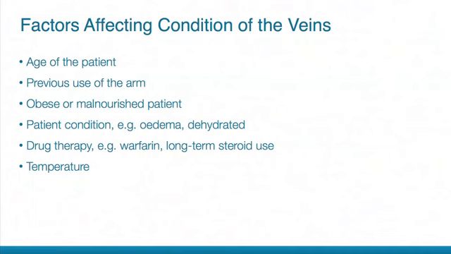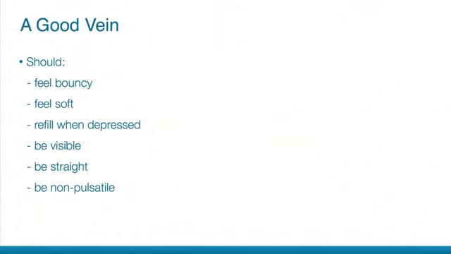Various factors can impact on the condition of veins in the patient. These include the age of the patient, previous use of the arm, obesity or malnourishment, edema or dehydration, repeated access for drug therapy, for example warfarin or long-term steroid use, and temperature. A good vein should feel bouncy, feel soft, refill when depressed, be visible, be straight, and be non-pulsatile.